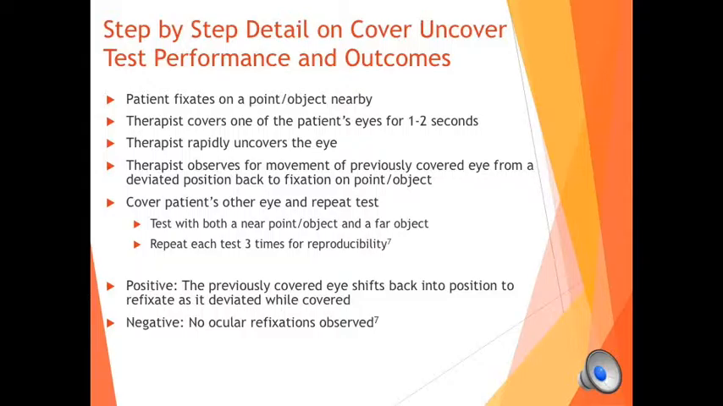Test with both a near object and a far object. Repeat each test 3 times for reproducibility. Positive results: the previously covered eye shifts back into position to refixate as it is deviated while covered. Negative results: no ocular refixations are observed.